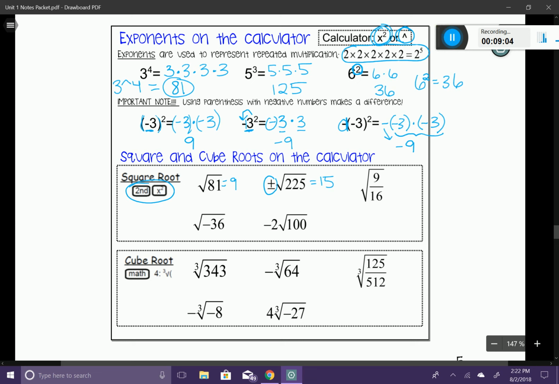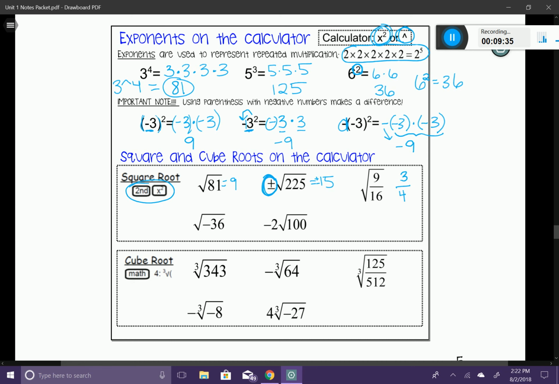But in this case, since they gave me that they wanted the positive and the negative root, I have to write positive and negative in front of that 15. All right, the square root of 9 over 16. Don't be confused just because it has a fraction. I know that you know that the square root of 9 is 3. So I'm going to go ahead and write a 3. And I know that you know that the square root of 16 is 4. So I'm going to go ahead and I'm going to put a 4 there. And I'm done. It's as simple as that.